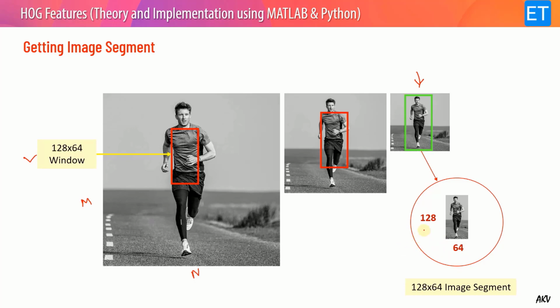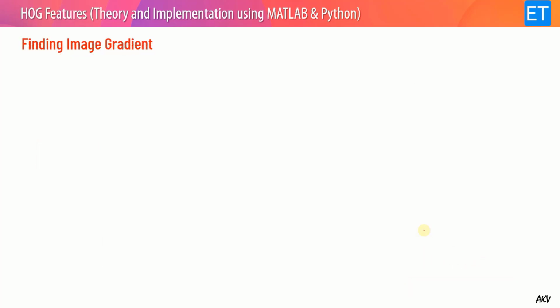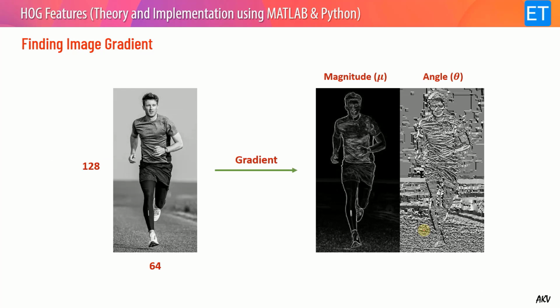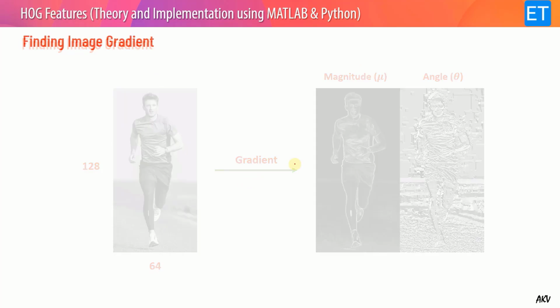So now the next step is to find the gradient of this image segment. Here you can see that for this image segment I get the gradient. So I have two matrices. One is representing the magnitude of the gradient, and the second one is representing the angle orientations of this image segment. So let's see how we can find the gradient of an image.